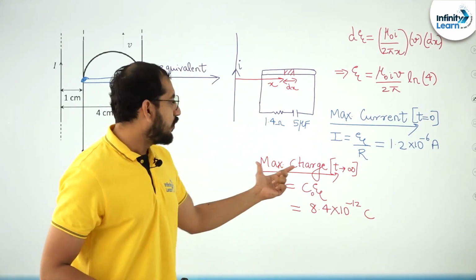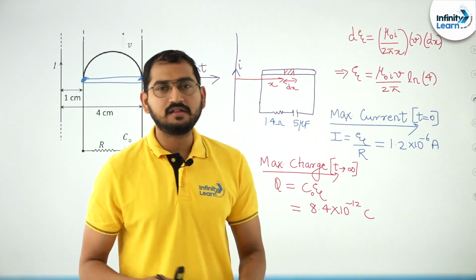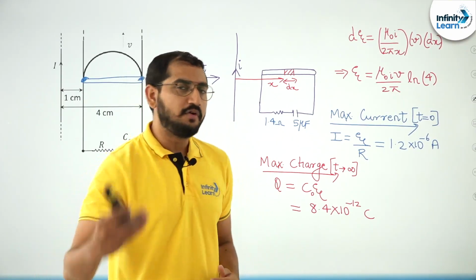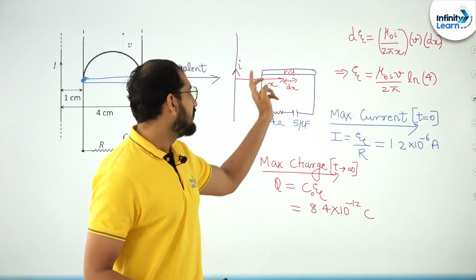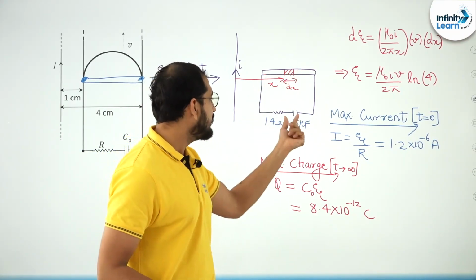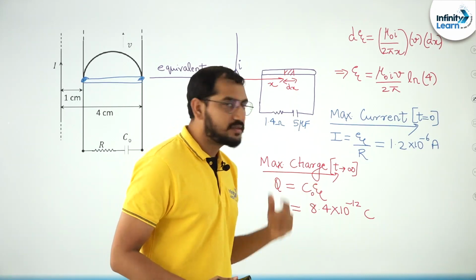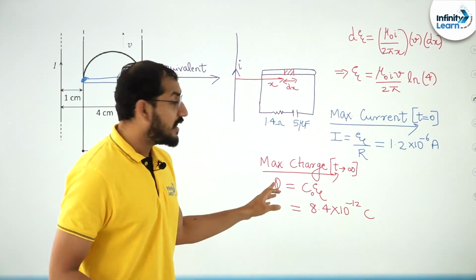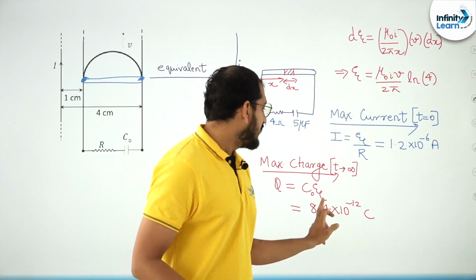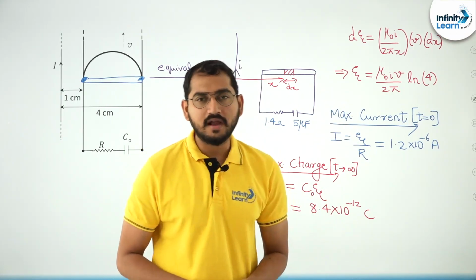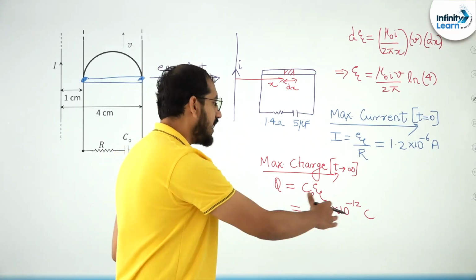Now similarly, I want to calculate the maximum charge. The maximum charge is achieved at a very long time, in the steady state. When this capacitor is fully charged, there will be no current, hence all the EMF can be taken across the capacitor. I will apply the formula of charge as C multiplied by E. The capacitance value and the EMF value are known to me. If I plug in all the values, I'll get the value of charge also.